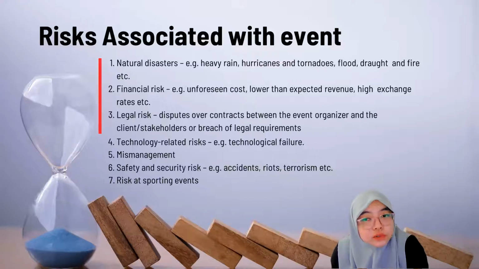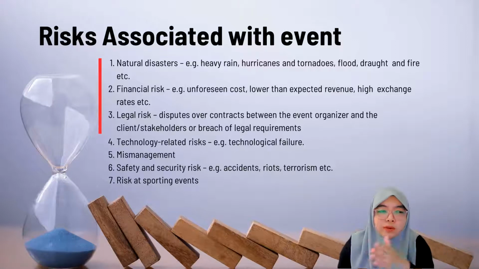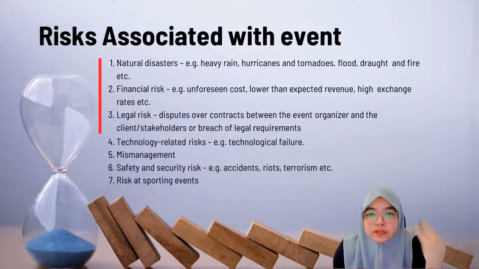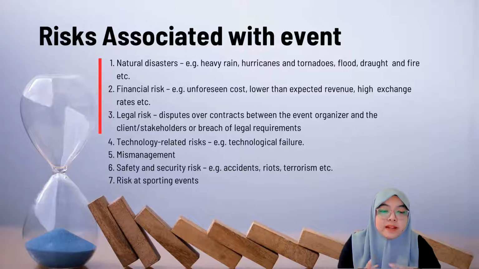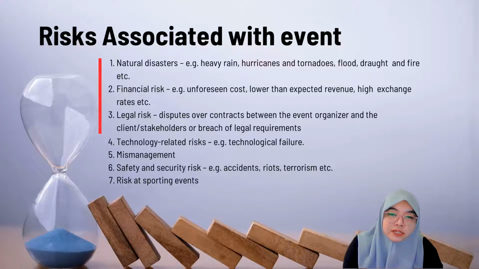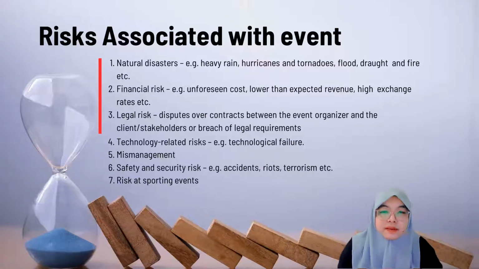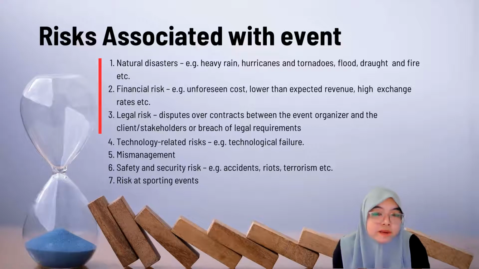Number two, you have financial risk, meaning you have an unforeseen cost lower than expected revenue, or maybe your cost is very high but you don't have any revenue or very minimal revenue. So that is considered financial risk. And then number three, legal risk: disputes over contract between the event organizer and client, or maybe they are not fulfilling what is in the agreement that you have signed. Maybe there are some disputes or problems and they breach the contract. So you need to always check the terms and conditions and also the agreement according to what you have signed.